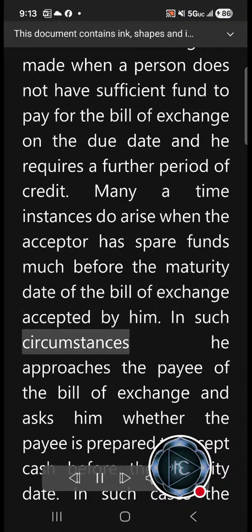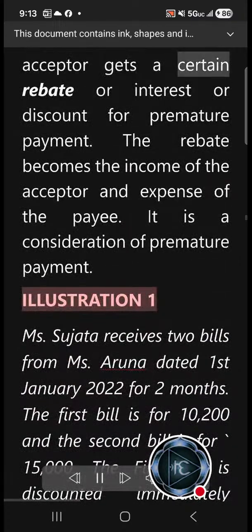In such circumstances, he approaches the payee of the bill of exchange and asks him whether the payee is prepared to accept cash before the maturity date. In such cases, the acceptor gets a certain rebate or interest or discount for premature payment. The rebate becomes the income of the acceptor and expense of the payee. It is a consideration of premature payment.